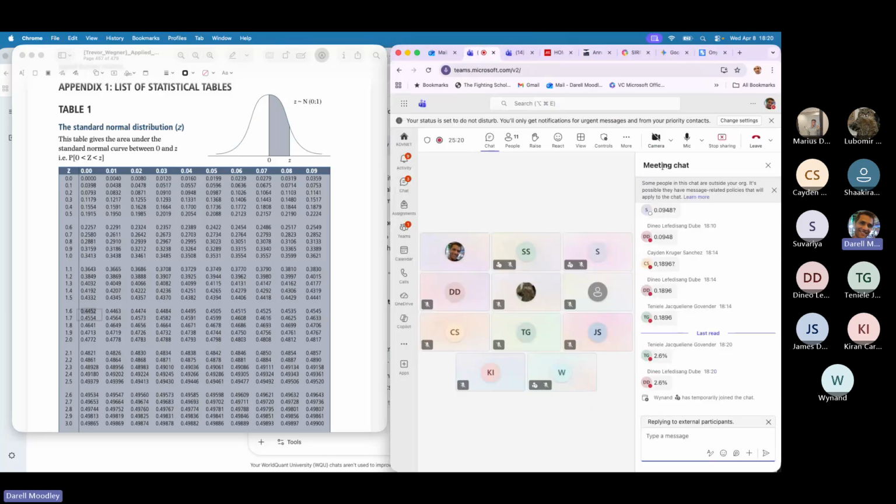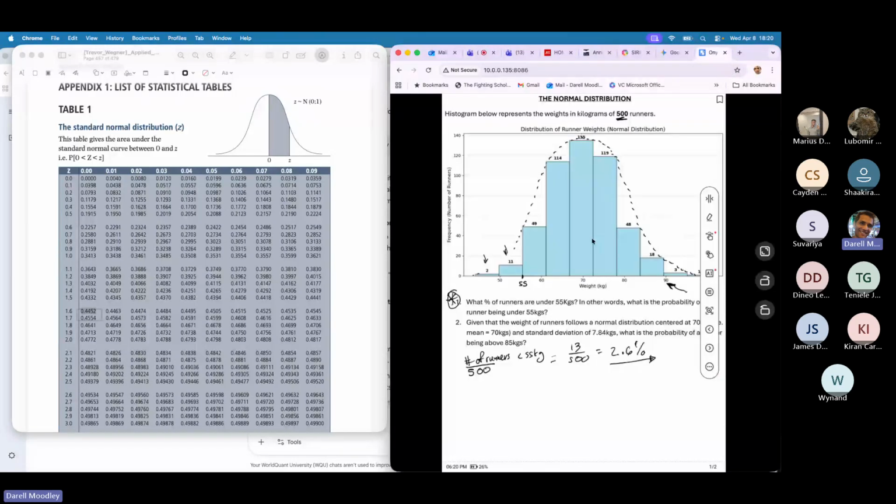Let me just check. Excellent. Okay, so everyone follows that. Very good. So what you've actually done is you've worked out the probability that a runner is under 55 kgs. In other words, if X represents the weight of a runner, then what you worked out is the probability that X is under 55, and that is equal to 2.6%.